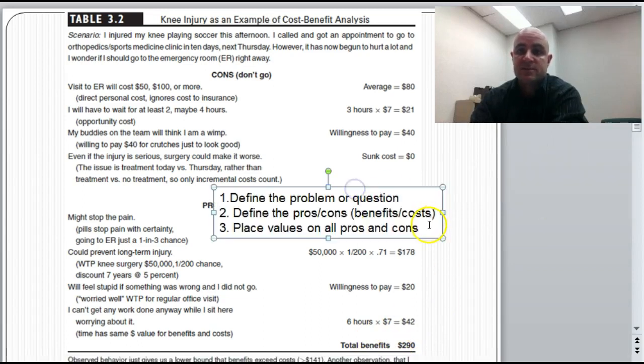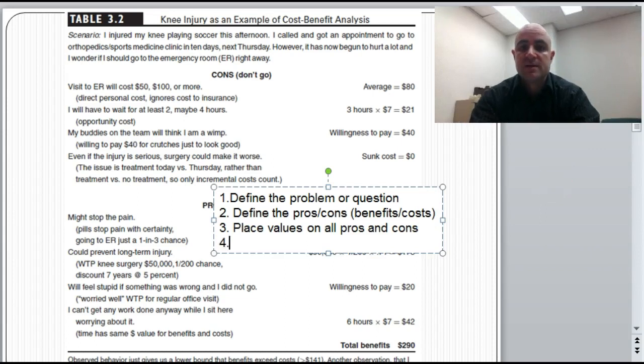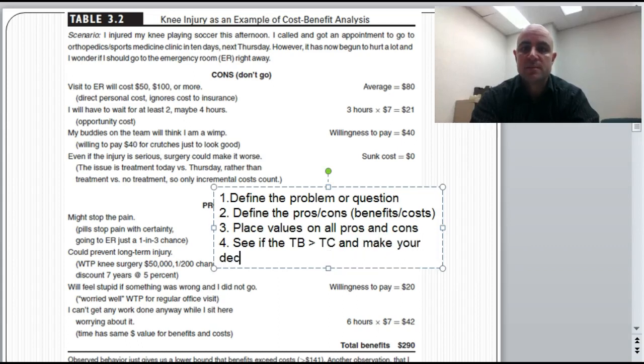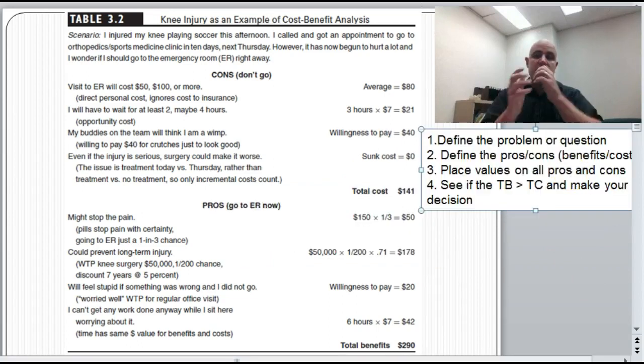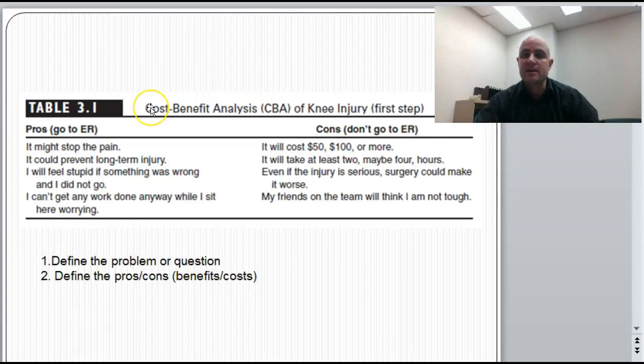So let's go back here. I said there's 4 steps in a cost-benefit analysis. Step 4, you see if the total benefits, TB, is greater than the total cost, TC, and make your decision. Right. So one of the things we assume is that people are rational. With the cost-effective analysis, we talked about how you would look at the pros, the cons, the cost, the benefits, and look at it from this perspective back here and say, all right, let's see, I think those pros outweigh the cons a little bit, so I'll go with that. That's you looking at it subjectively.